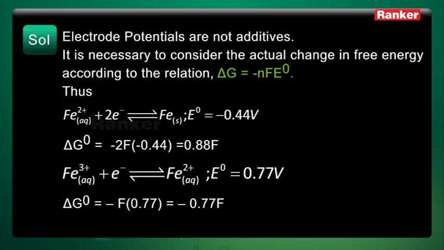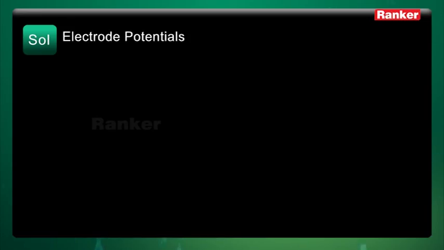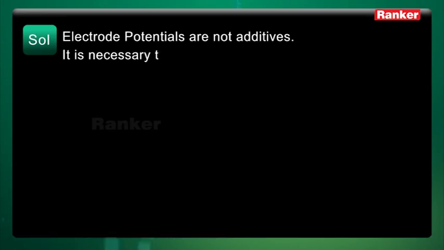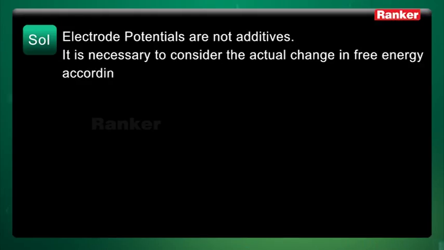And we can add the delta G0s for the two equations, and then we get the delta G0 for the third equation. From that, again we get back E0. Look at the way it is done. Look at the solution. Now electrode potentials are not additive. It is necessary to consider the actual change in the free energy according to the relationship delta G0 equals minus nFE0. This is the equation relating delta G0 with E0. Delta G0 equals minus nFE0.